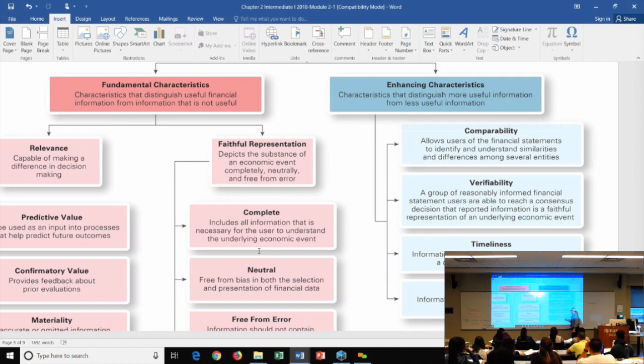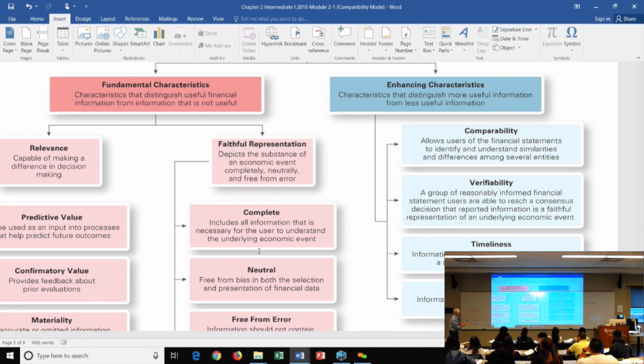All right, and finally, understandability, pretty simple, just means that a reasonably informed user will be able to perceive the decision usefulness of the information. A reasonably informed user will perceive the decision usefulness of the information. So someone that has a reasonable background will be able to perceive or understand that the information is useful. So those are the characteristics.